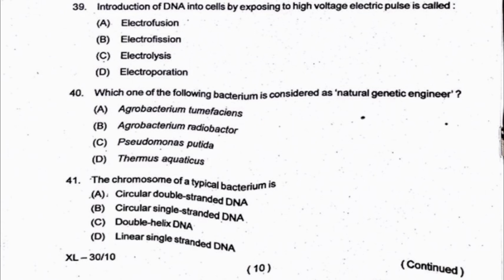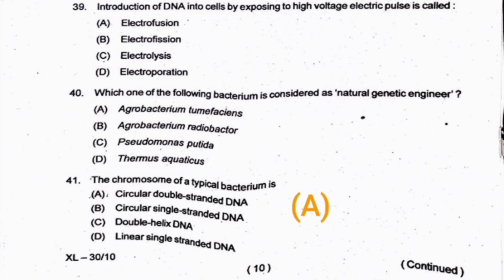Okay. Next, question number 41. The chromosome of a typical bacterium is option A circular double-stranded DNA, option B circular single-stranded DNA, option C double helix DNA, option D linear single-stranded DNA. So the genetic material of bacteria is known as genophore. Genophore is a double-stranded circular DNA. So the correct answer is option A circular double-stranded DNA.